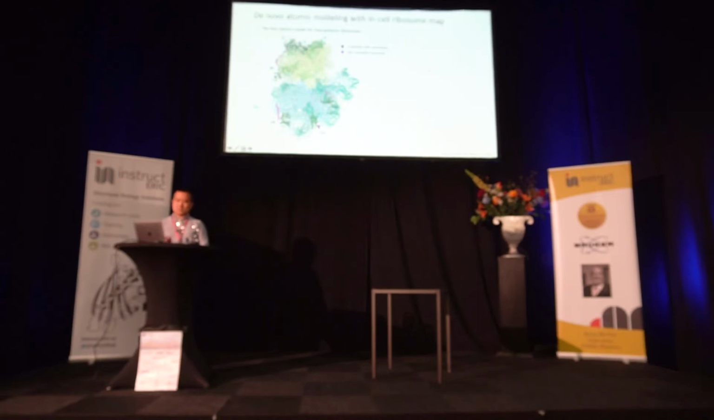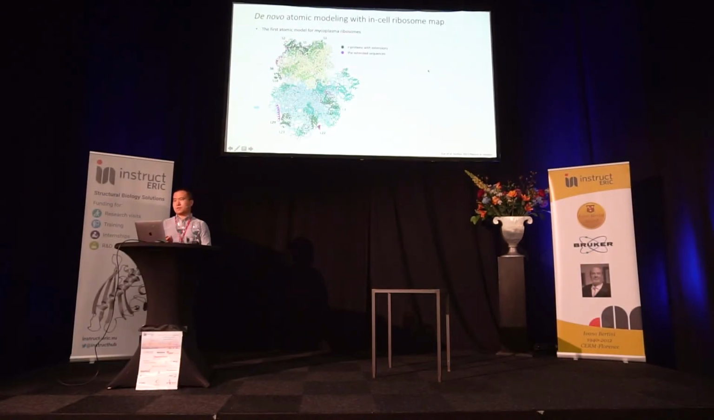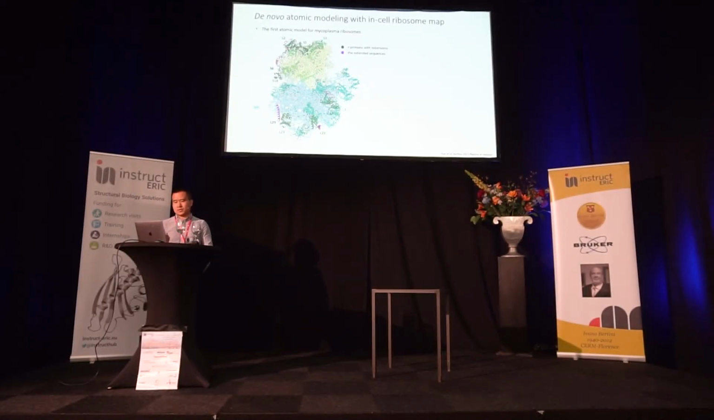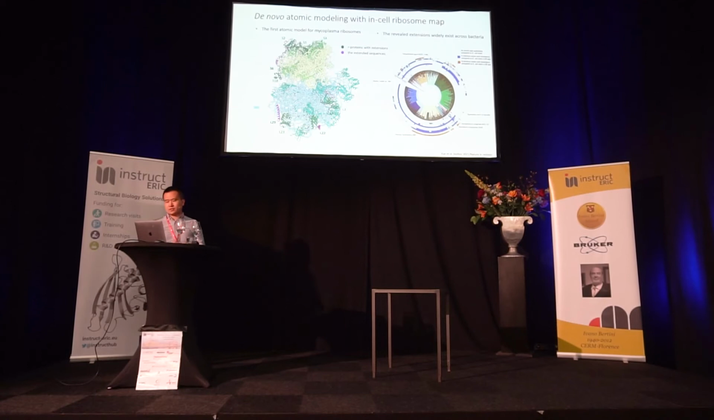This also enabled us to build the first full atomic model de novo of these ribosomes from these genome-reduced bacteria, mycoplasmas. And in this model, we were able to determine new structures that have never been determined before, that is these ribosome protein extensions. We also saw that these extensions actually widely exist throughout all bacteria. So this is the first time we really used in-cell maps to first show and determine it.